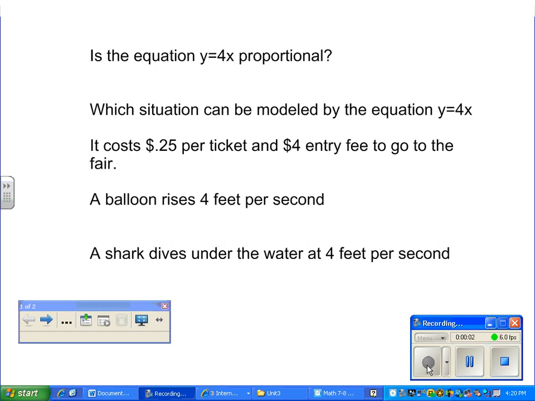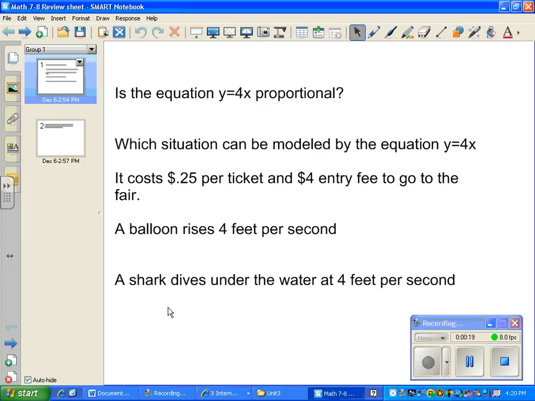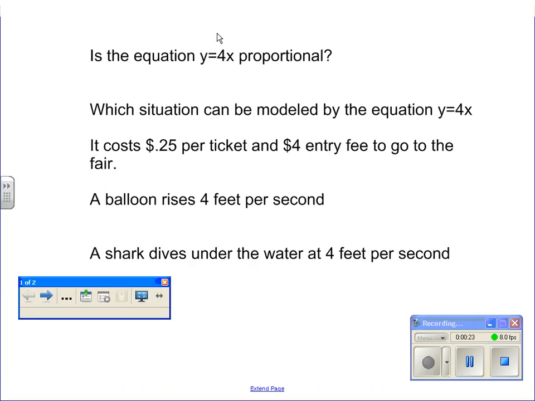Okay, so to help you prepare for the test, I hope you saw the other two videos that are posted. They were under the Math 7 section of my website. This is for the other problems that were not included on the Math 7 review sheet, or only on the Math 7.8 review sheet.